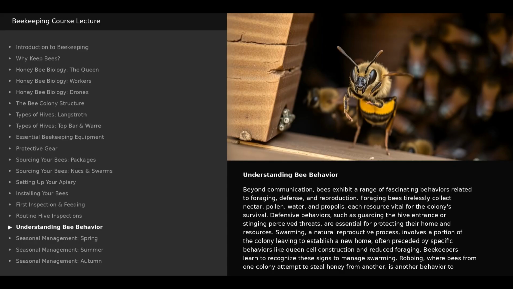Robbing, where bees from one colony attempt to steal honey from another, is another behavior to watch for, especially during nectar dearth. By observing and understanding these intricate behaviors, beekeepers can work in harmony with their bees, promoting a healthy and productive environment while minimizing stress for both the colony and themselves. This knowledge transforms beekeeping from a task into a truly engaging and rewarding experience.